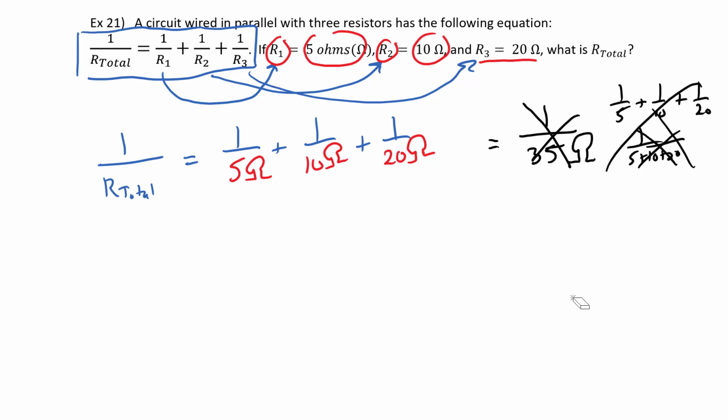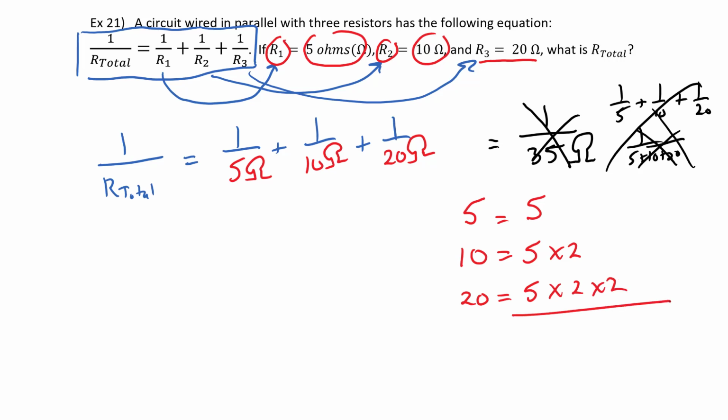So we have 5, 10, and 20 as denominators. We need to find a common denominator. So we're going to do prime factorization. We are going to break down these denominators into their prime numbers. 5 times 2 is 10. 5 times 2 times 2 is 20. You can see we've put these in columns. And we have 5 times 2 times 2, and that is equal to 20.